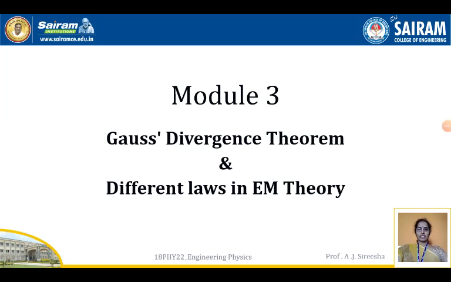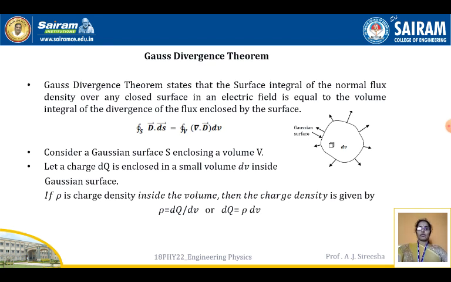Now, today in this session, we are going to see the proof of Gauss divergence theorem and a few more different laws in electromagnetic theory. Now, we go with the Gauss divergence theorem. The Gauss divergence theorem states that the surface integral of a normal flux density over any closed surface in an electric field is equal to the volume integral of the divergence of the flux enclosed by the surface. That means integral of D dot dS is equal to volume integral of del dot D dV.